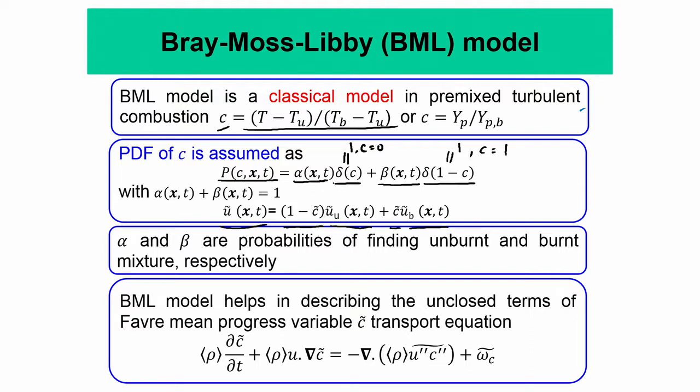In this manner you can derive the equation of C, and then, just like an equation of the reactive scalar, one can immediately derive a transport equation of C tilde, which is the Favre average C. It is given by the average density times dC tilde dt plus rho times U tilde times the gradient of C, minus, once again, the scalar transport term.